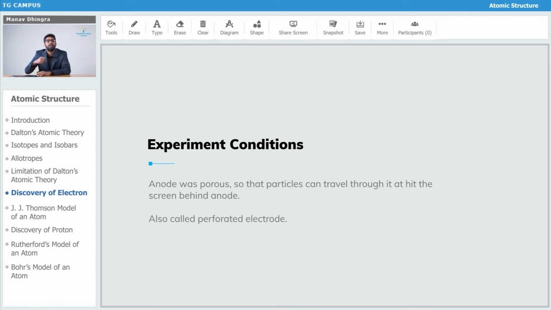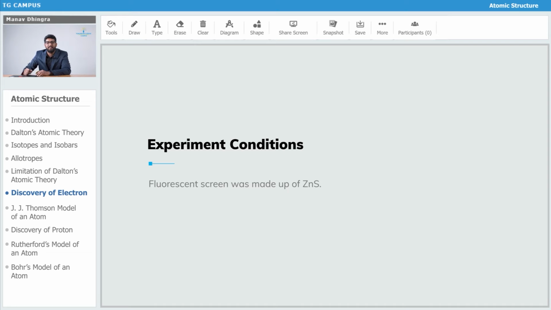The next condition of the setup was that the anode was porous. Why was the anode porous? So that the particles of the cathode rays can travel through the anode to the screen behind it, and at the back we had a fluorescent material, zinc sulfide. Whenever zinc sulfide is struck by an electron or some other charged or subatomic particle, it glows in the dark. That is why this was present behind the anode, or you can say the screen was of zinc sulfide.